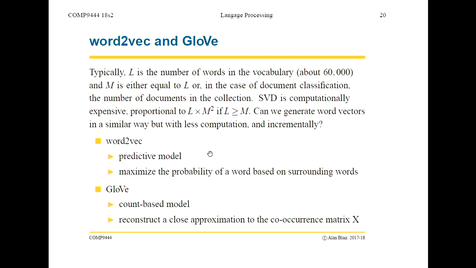The other one is GloVe. Both, as I said, essentially do the same kind of job, but word2vec is a predictive model. It's trained to predict the probability of a word occurring within the neighborhood of some surrounding words, and we have to maximize the accuracy of that probability. GloVe is a count-based method, and it more directly tries to reconstruct this matrix X. So it is trained based on how well it reconstructs the co-occurrence matrix X.